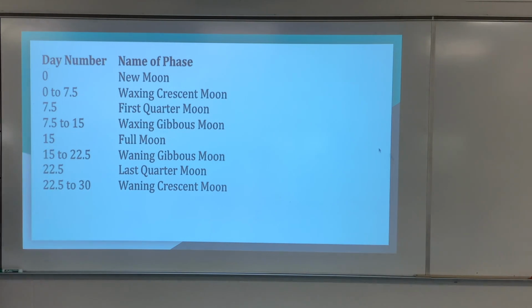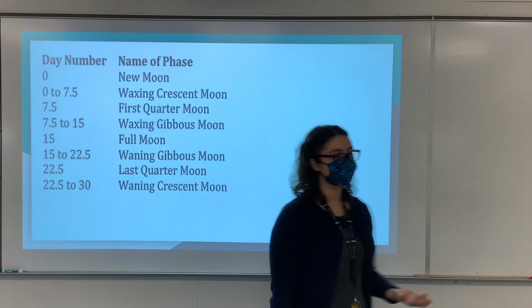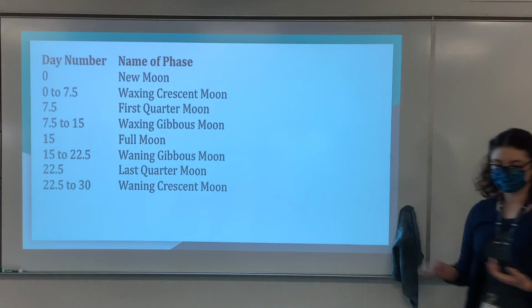After the full moon, the moon's illumination will start to decrease, and you'll have a waning gibbous moon from day 15 to 22.5. Day 22.5 is the last quarter moon, where the left half of the moon is illuminated. And then it'll continue to decrease towards the new moon from day 22.5 to day 30. So to get through a full cycle of moon phases is 30 days.